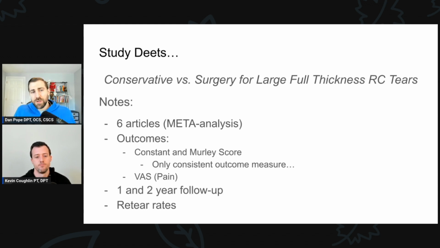So the study was called Conservative versus Surgery for Large Full Thickness Rotator Cuff Tears. It actually wasn't called that, but that was like the study name in a nutshell. And basically, it was a meta-analysis, had six different articles of patients combined together. And it looked at outcomes. So basically, the only outcome that was consistent across all those studies was a Constant-Murley score, right?